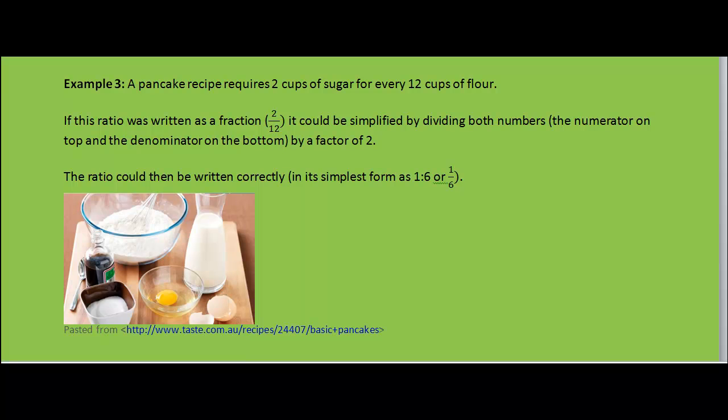In this ratio, if it was written as a fraction, 2/12, it could be simplified by dividing both numbers, the numerator on top and the denominator on the bottom, by a factor of 2. So we can see that in this case, 2 is a factor of both numbers. So 2 divided by 2 is 1, and 12 divided by 2 is 6. The ratio could then be written correctly in its simplest form as 1:6, or the fraction 1/6.